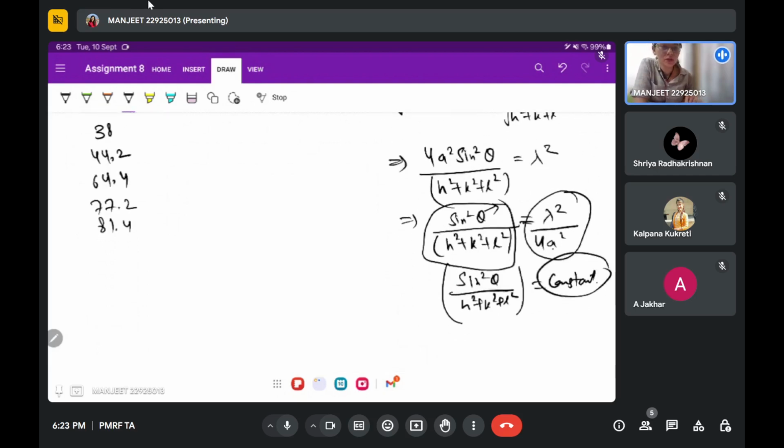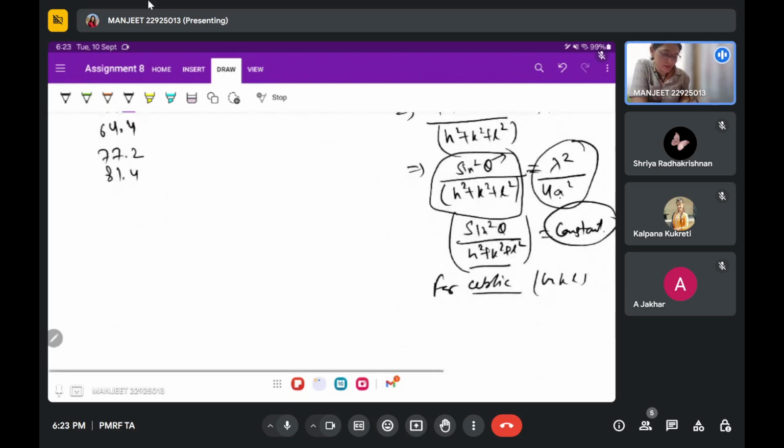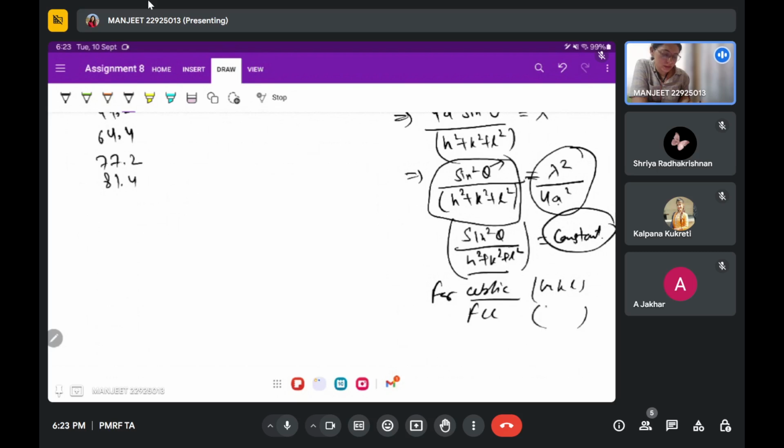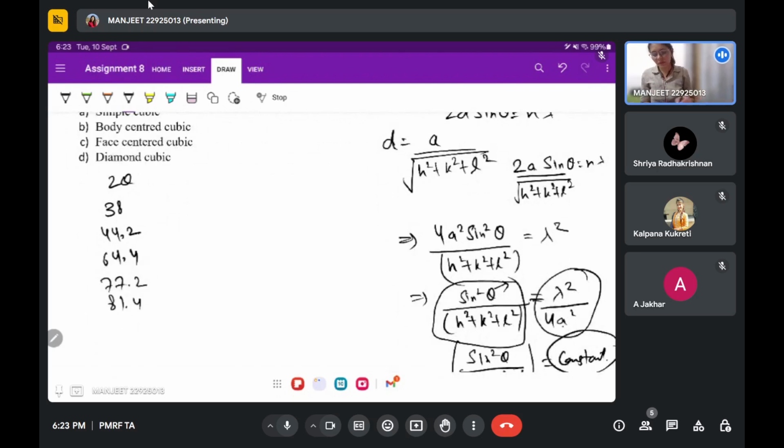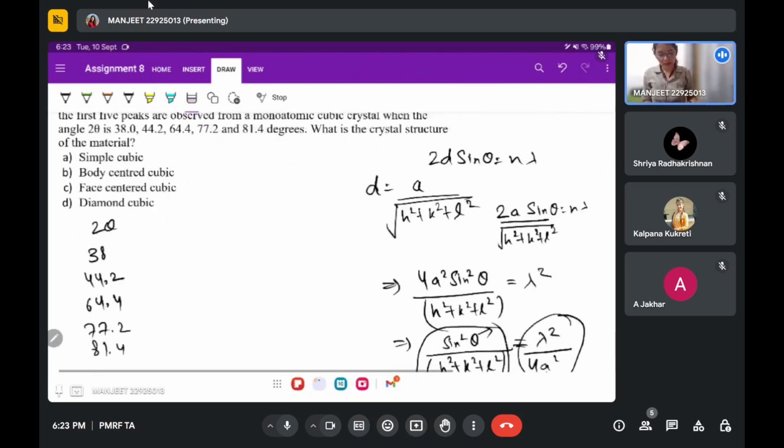How can we know? Because we know the allowed planes for simple cubic, the possible hkl values for FCC, and the possible hkl values for BCC. So if we get sine square theta divided by h square plus k square plus l square equal to a constant value, we can find out which crystal structure it belongs to, either simple cubic, FCC, or BCC. So first, what you have to do is, okay, I'm writing just the condition here.